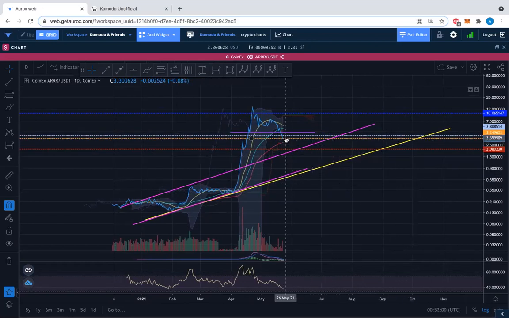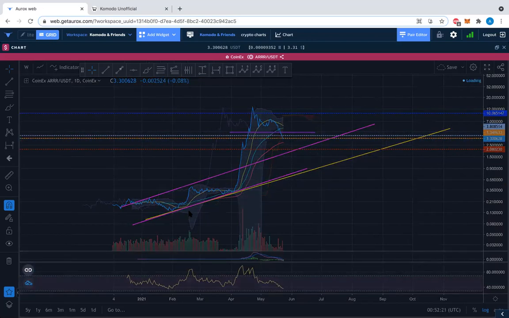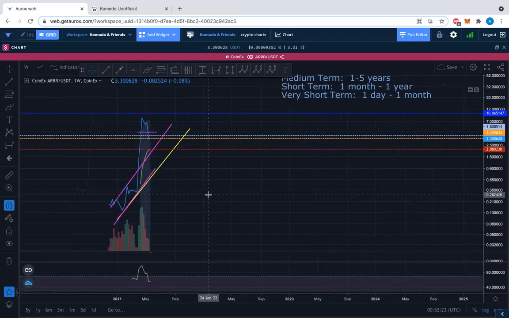So where next? Well, possibly, let's see if it keeps dumping down to here as expected, or we're going to reverse and go back up for the next little while, maybe up to like the $4 level. All right, so that's that. Oh, and weekly closes. Boom. So interesting.